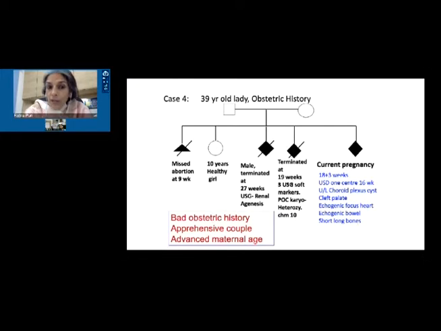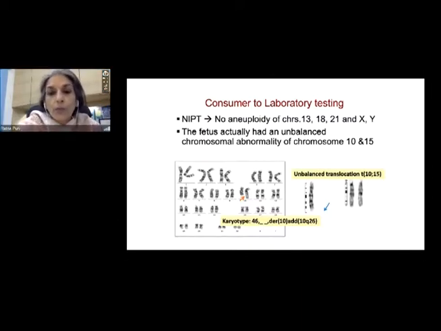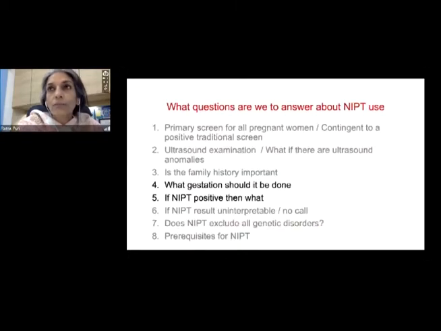In this situation, there was advanced age, bad obstetric history, and a consumer lab test, which actually gave us a normal NIPT report. But when we did invasive testing, keeping in view the family history, the fetus actually had an unbalanced chromosomal abnormality between chromosome 10 and 15. And this is something that would not be picked up by an NIPT. So when you have a history like this, where it's not been evaluated, and you have abnormalities on the ultrasound, NIPT is not the test of choice. Here you would want to do an invasive test with either a microarray preferably, otherwise a karyotype.